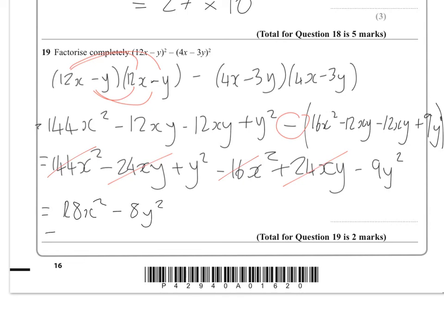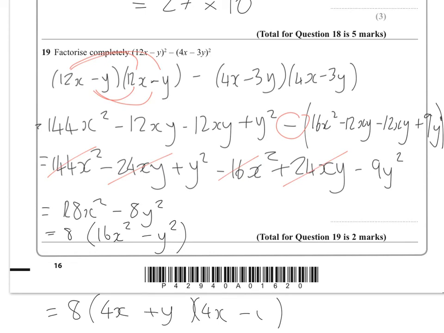At this step, both parts divide by 8. So let's take out that common factor. 8 times 16 is 128, so 16x squared minus y squared. Now, the bracketed part is the difference of two squares. So actually my final solution is going to be 8, 4x at the front of both brackets, giving me my 16x squared, plus y in one bracket minus y in the other bracket.